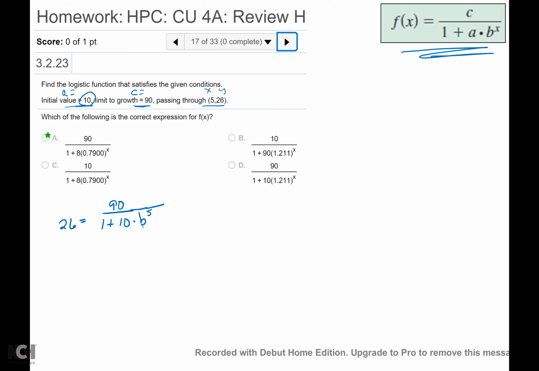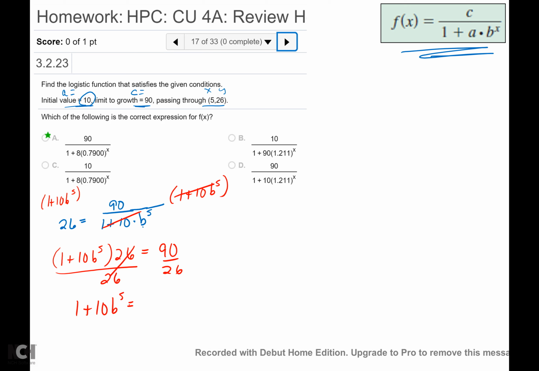And then I want to solve this thing for B. The first thing I'm going to do is multiply by 1 plus 10b to the 5th, and that's going to cancel this. I get 1 plus 10b to the 5th times 26 equals 90. Now I'm trying to get b alone, so I divide by 26 and get 1 plus 10b to the 5th equals 90 divided by 26, which is 3.46, if I round, hopefully not too soon. Minus 1, I have 10b to the 5th equals 2.46.